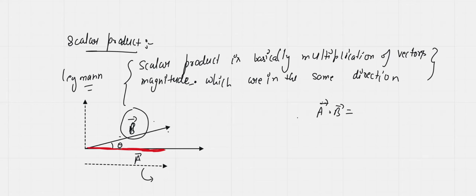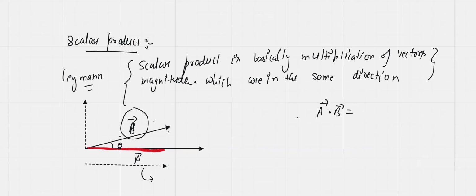So you're asking for the length of A. No, I'm not asking for the length of A. I'm asking for the length of B which is along with A. You can see the whole length of B is not along with A. I'm just asking for the portion of B's length which is along with A. Understood? This is what resolution of a vector is all about.